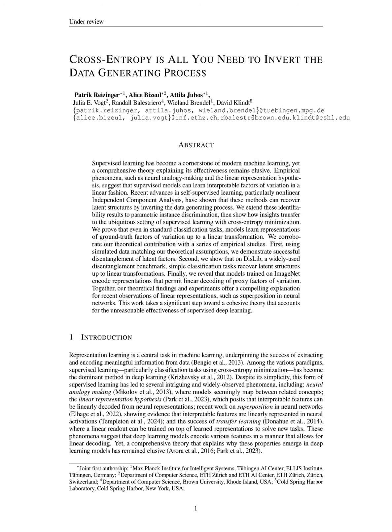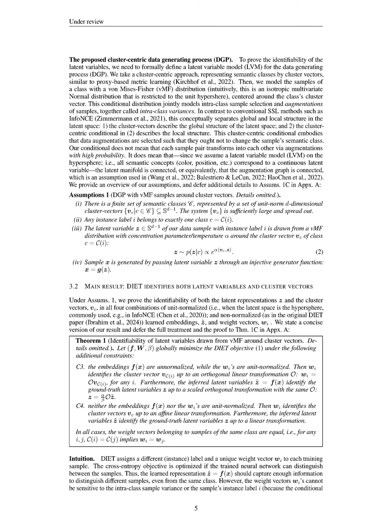The core of DIET is the cross-entropy loss, which is optimized to ensure that the learned representation captures sufficient information to distinguish between different samples, even within the same class. This is achieved by assigning a unique weight vector to each sample, which aligns with the cluster vectors representing semantic classes, thus ensuring that the learned representations reflect the underlying data distribution modeled as a von Mises-Fisher (VMF) distribution.